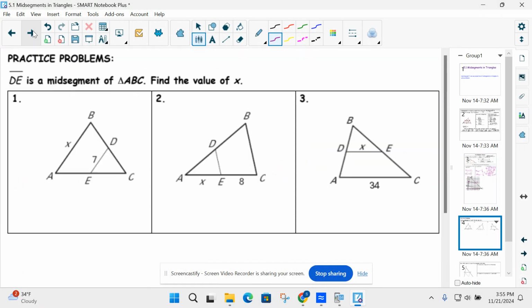So here are some practice problems. DE is a midsegment, find the value of x. For this one, x would be twice the length of the midsegment, so x is 7. With this one, x is equal to 8 because this is a midsegment, so E is a midpoint. And here x would be half the length, so 17.